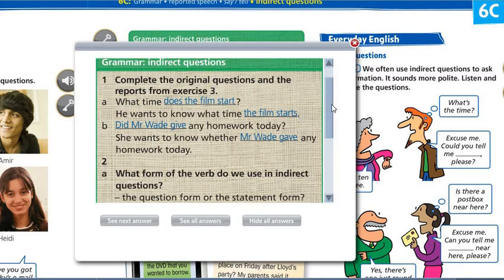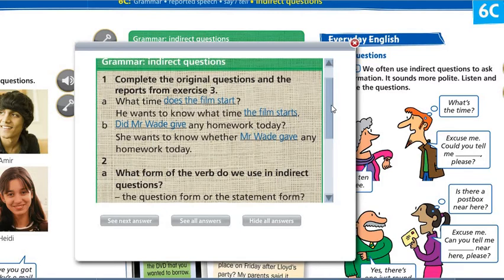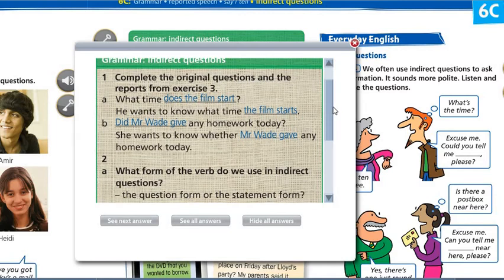E sad idemo na past simple. Did Mr. Wade give any homework today? Znači to je pitanje u past simple. Did plus infinitive. Did Mr. Wade give any homework today? She wants to know whether, dakle opet ovdje u prvom dijelu smo u present simple. She wants to know, što ona želi znati. Ona to sada želi znati, ali Mr. Wade je to dao, ne znam, prekjučer. Dakle, she wants to know whether Mr. Wade, idemo u past, gave any homework today.